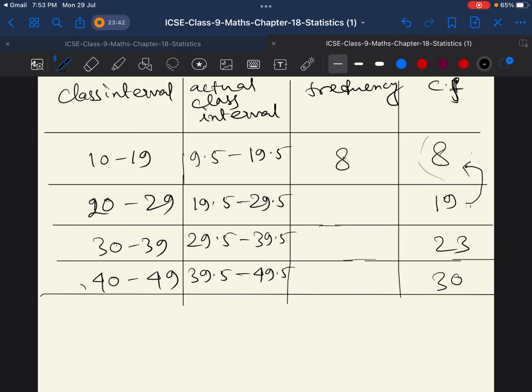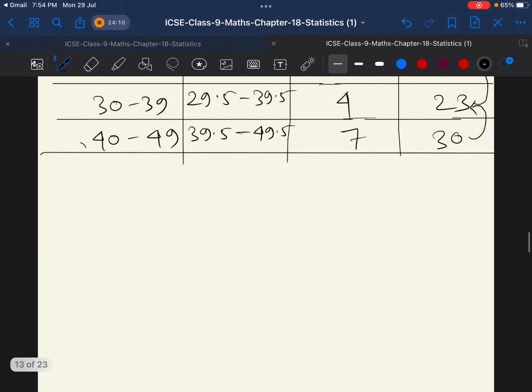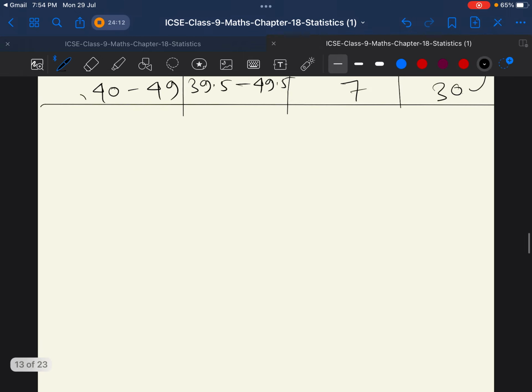Okay, so here first we will write here 8, then subtract 8 from 19. Now we will get 11, then 23. Okay, we will subtract 19 from 23, so we will get 4, then 30, the difference between 30 and 23 will be 7.